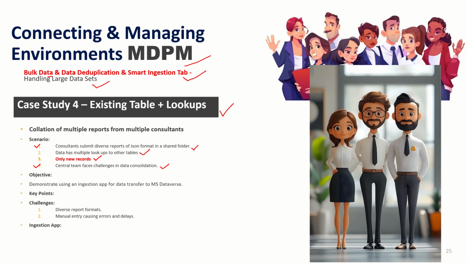The challenges there are, number 1, diverse report formats. Some will be 10, 20, hundreds of thousands of reports, with manual entry causing errors. Our ingestion app is going to make this collation process easy, and also automate the process for you. Where are the consultants? As you can see, there are lots. Imagine you have this number of consultants: 1, 2, 3, 4, 5, 6, 7, 8, and the leaders 9, 10, 11, sending reports to a central team.